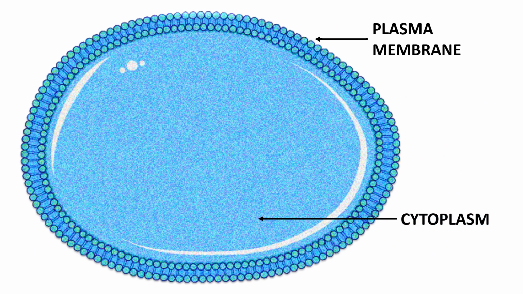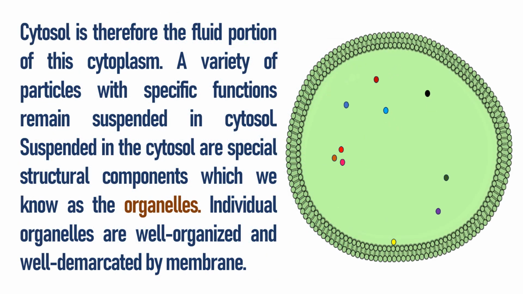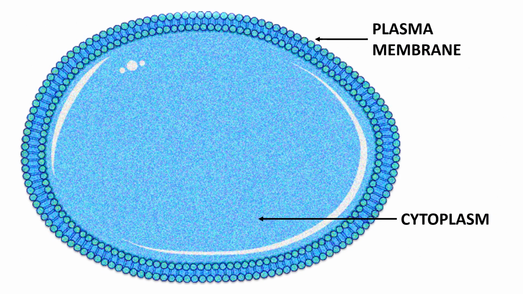The internal volume enclosed by the plasma membrane is the cytoplasm. It is composed of an aqueous solution, the cytosol. Cytosol is therefore the fluid portion of this cytoplasm. A variety of particles with specific functions remain suspended in cytosol. Suspended in the cytosol are special structural components which we know as the organelles. Individual organelles are well organized and well demarcated by membrane. The entire substance of the cell bound by plasma membrane is known as protoplasm. Cytoplasm refers to only protoplasm outside the nucleus.